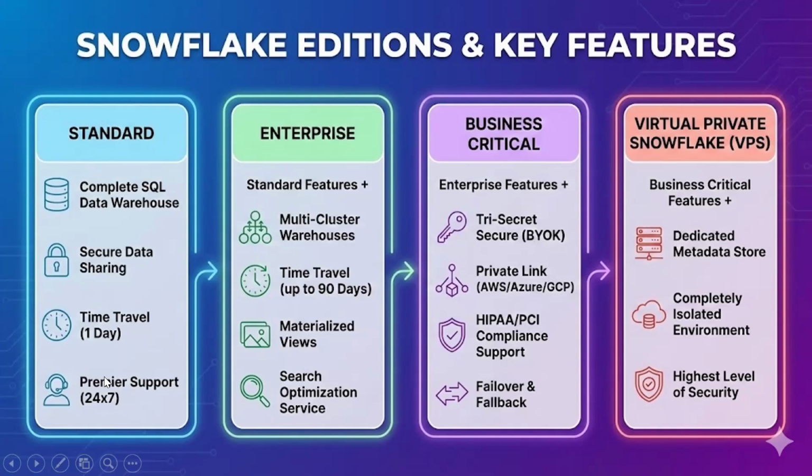And apart from that, I can create only single cluster warehouses in the standard. But here, I can create multi-cluster warehouses also. And I can create materialized views here, but I cannot do the same here. I can experience the search optimization service feature here, but not here. So what is meant by that? This enterprise edition will get all standard features plus additionally these features. Business critical will get all these features, and then all extra features.